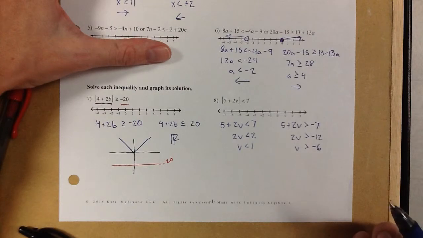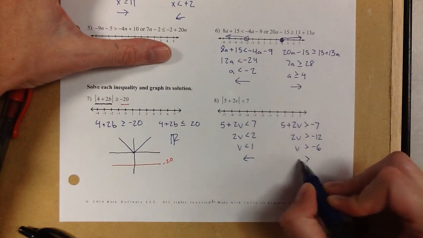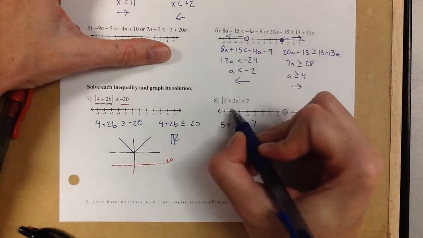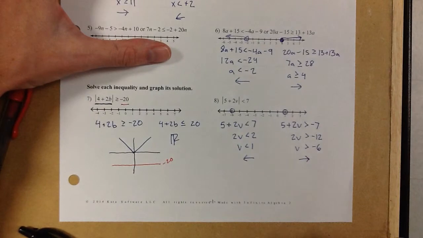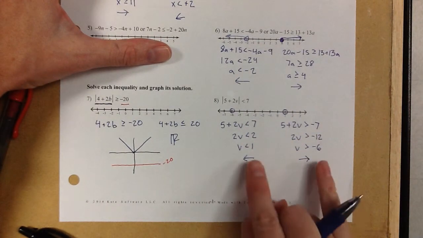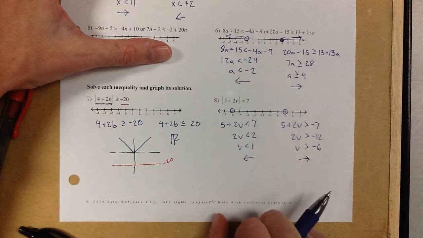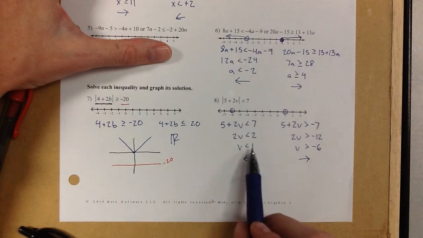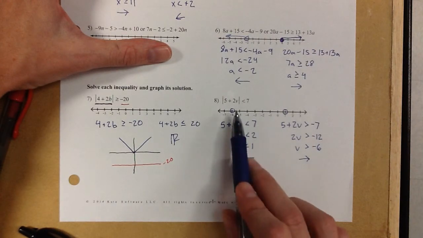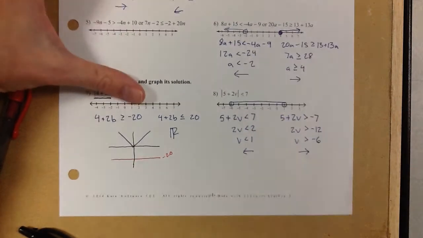What kind of points do I have? Open. So I have an open point at 1 and an open point at negative 6. And they're going at one another. From 1, we're going to the left. From negative 6, we're going to the right. So these two things end up being connected.